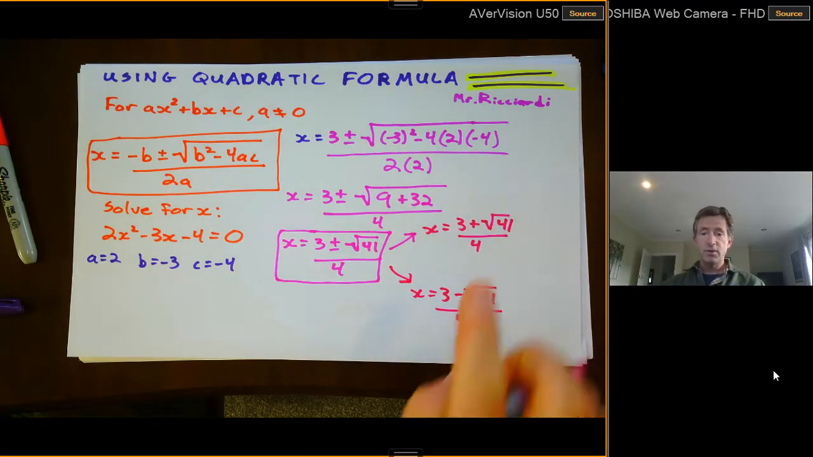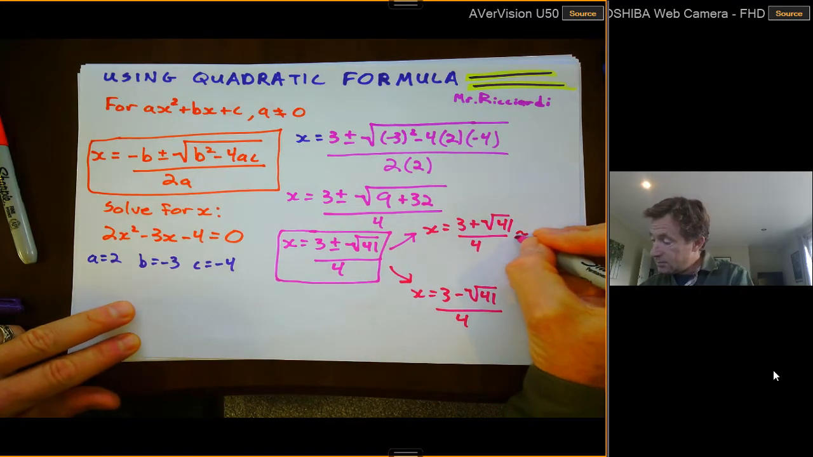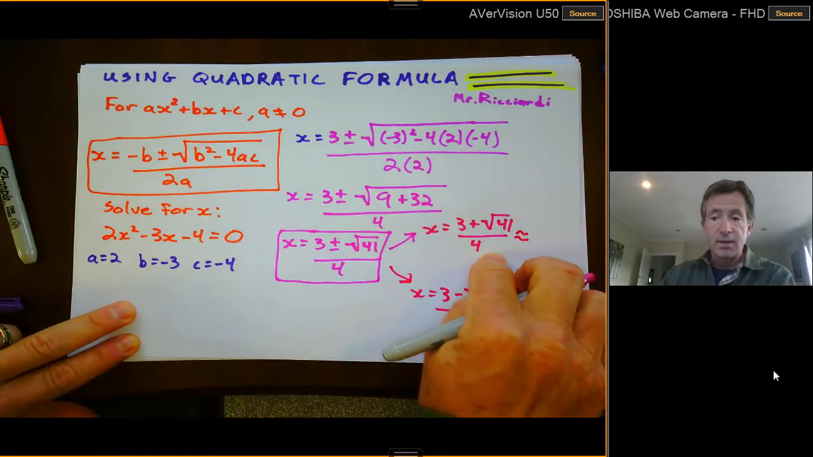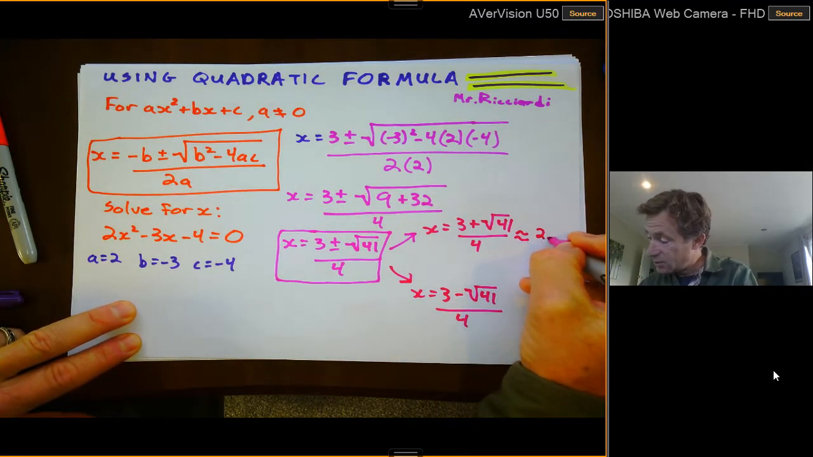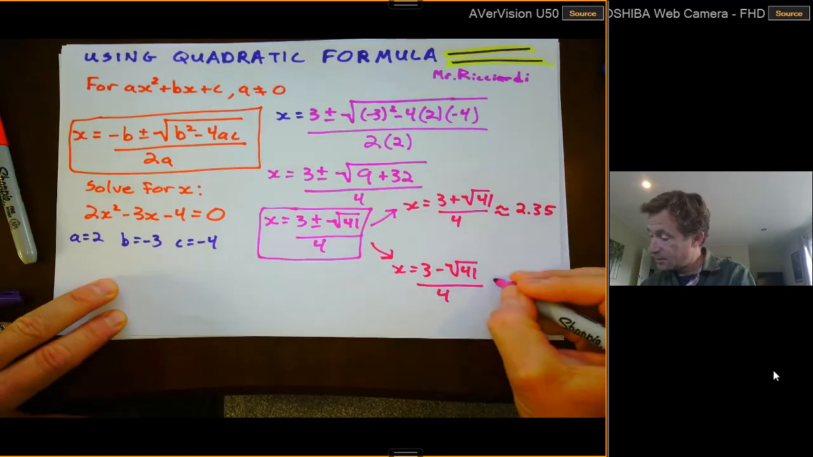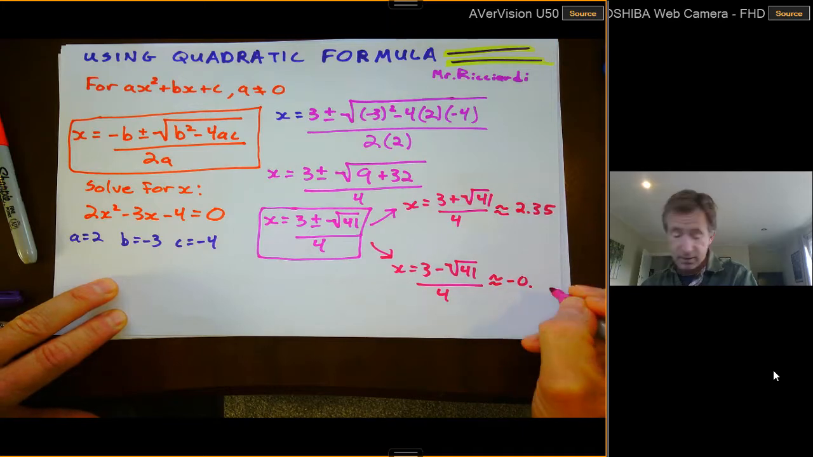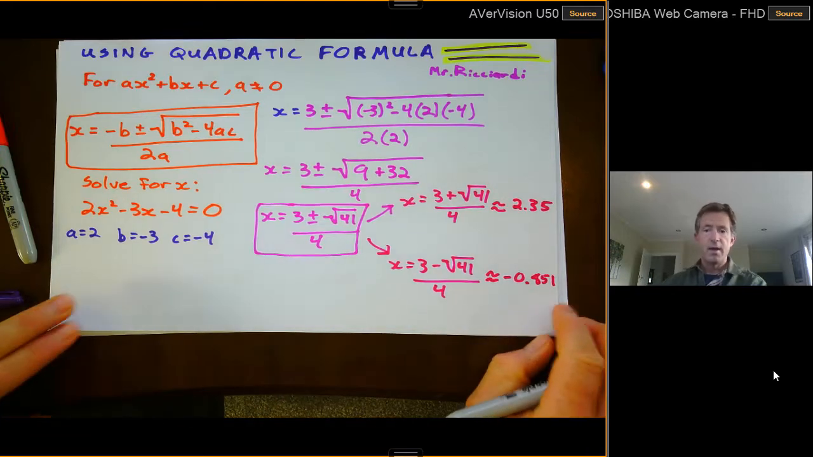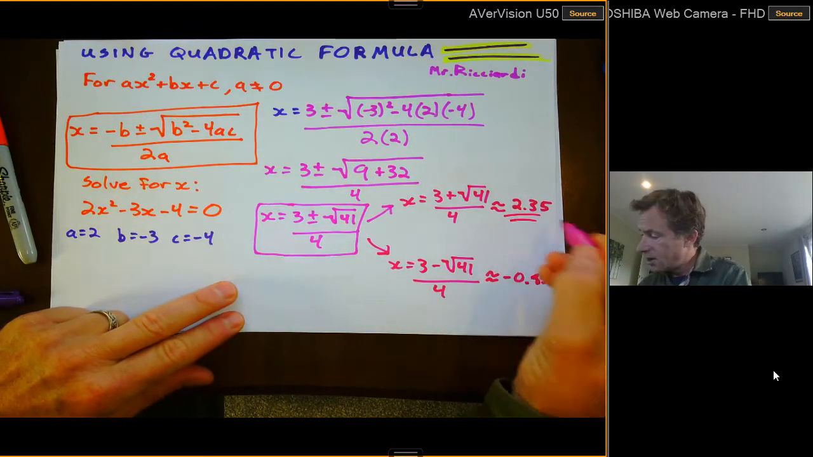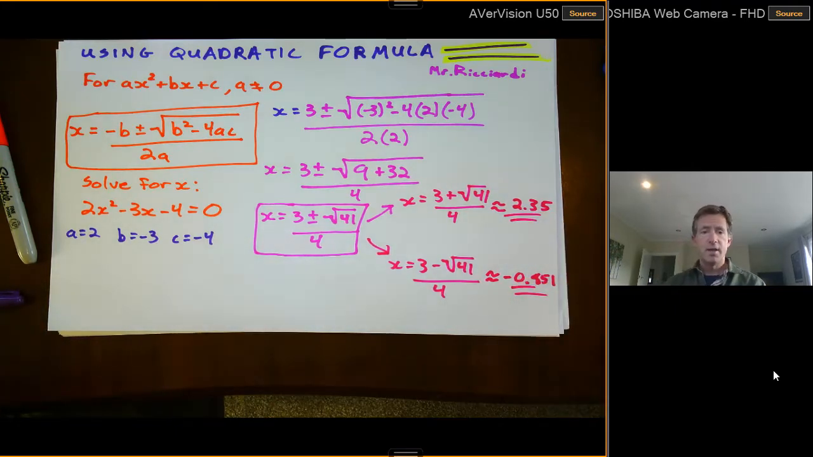So these are my two different solutions here, and if you want to, I can get decimals. If you want to round this, which a lot of times on a test we do want to round those and get decimal answers, here I get, if I did this right, 2.35 to 2 decimal places, and here I get about negative 0.851. So these are my two solutions, and that's how I do it.